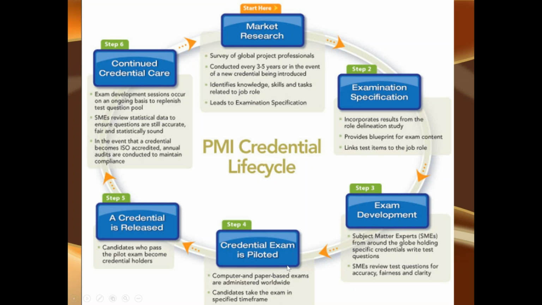Actually, based on the pilot candidates, their paper, how they attempt their paper, that will determine the difficulty level of the exam which should be kept for the pass score. After one month, they decide what should be the pass score, and then they draw a line and they pass those people who are above that line, and they fail those people who are below that line. And ultimately, this credential is now released.